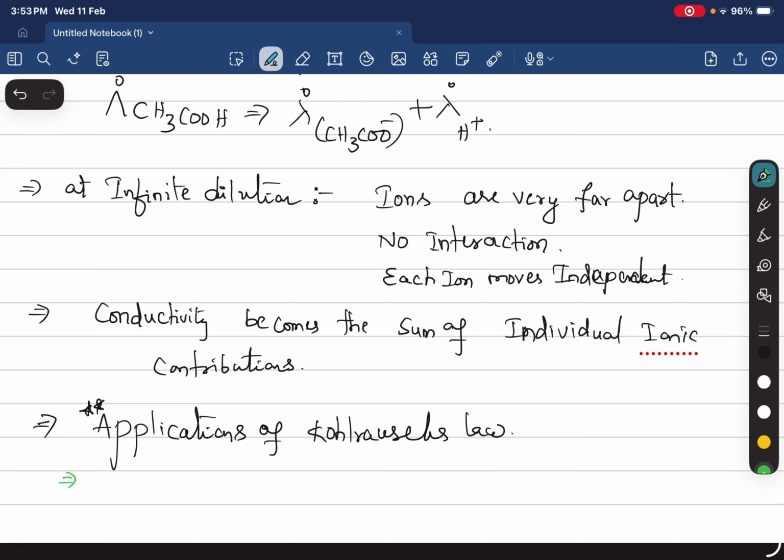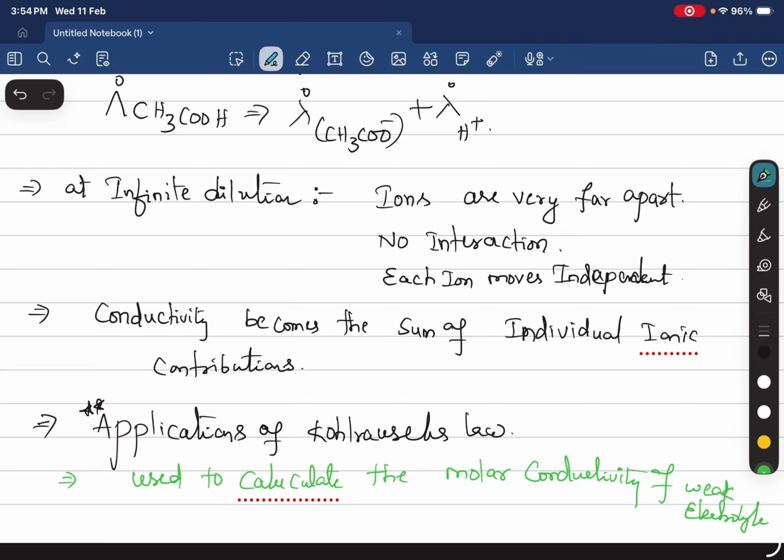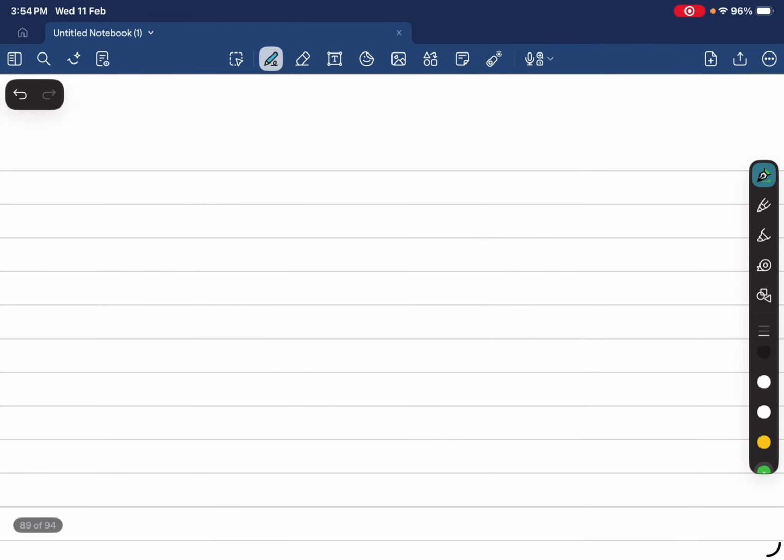The first one is to use it to calculate the molar conductivity of a weak electrolyte. This is the first application. What is it? We can see. We want to find lambda naught m of CH3COOH. What we can do is lambda naught of CH3COO minus plus lambda naught of H plus. This is the basic one.